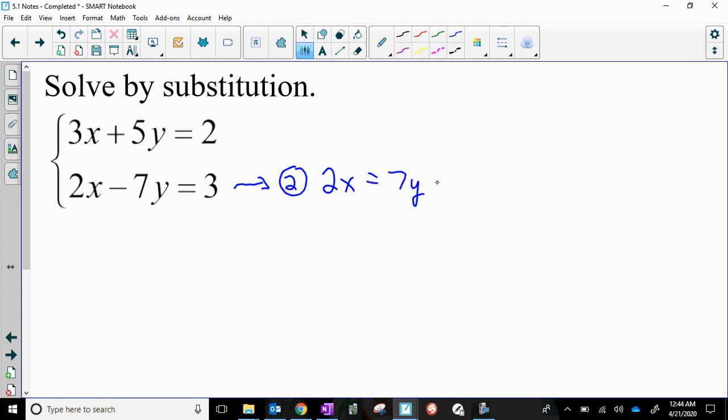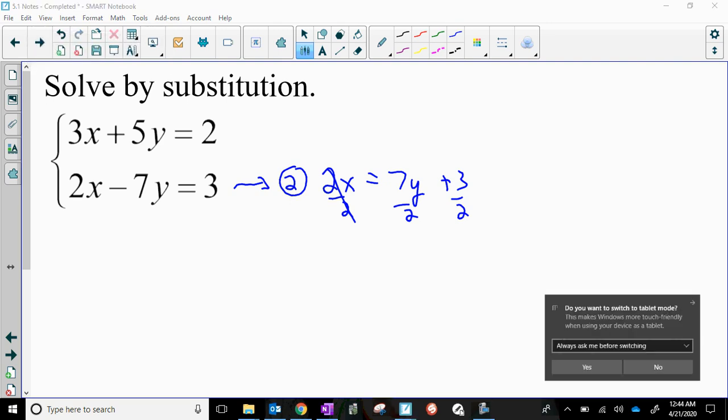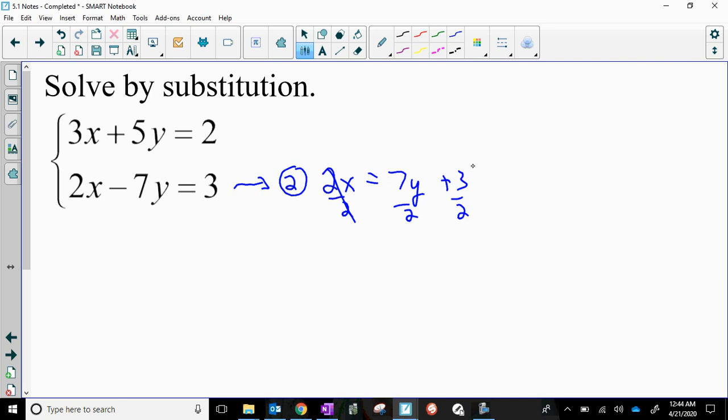So we add 7y and divide by 2. All right, so after that, what I'm going to do next is take this expression right here and plug it in for x in the other equation.